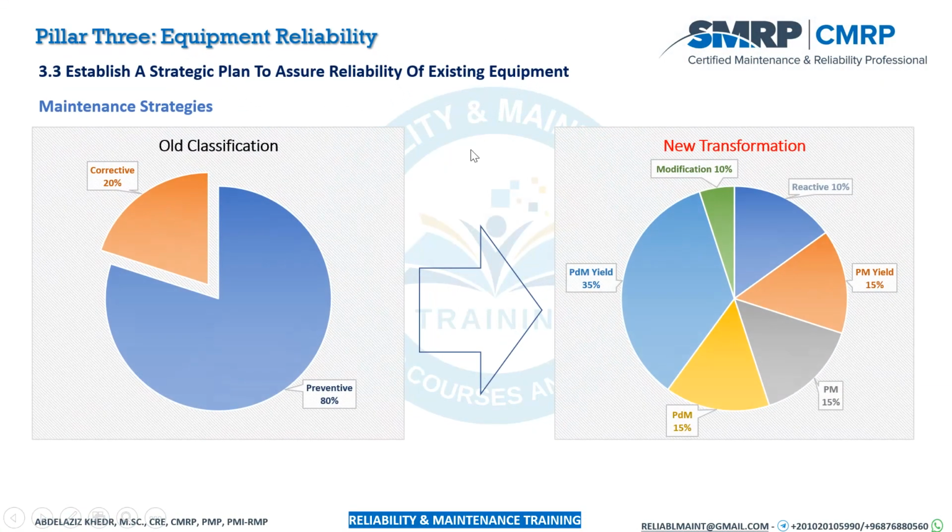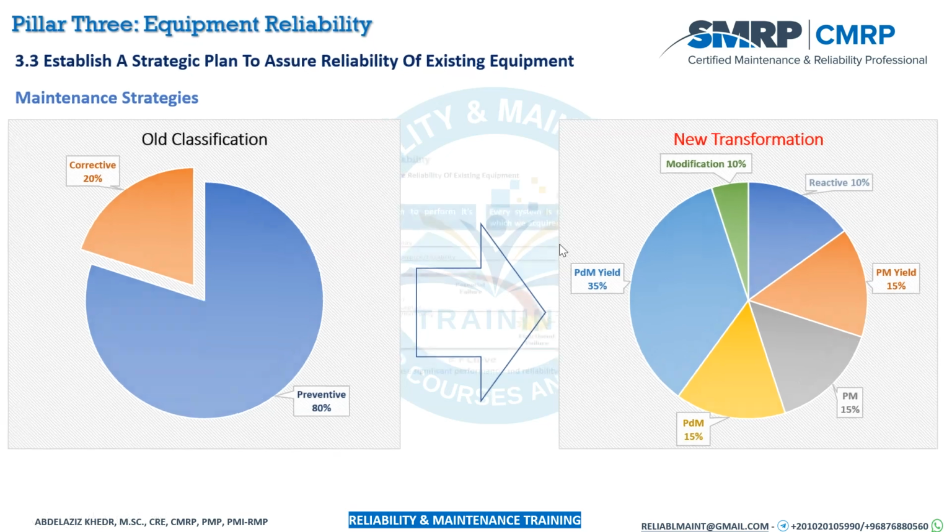So we have a lot of strategies like predictive maintenance, preventive maintenance, reactive maintenance, finding from PM and PDM, and modification maintenance. This is a new transformation of the SMRP distribution. In the past, it was only PM and CM, and there was nothing called PDM.